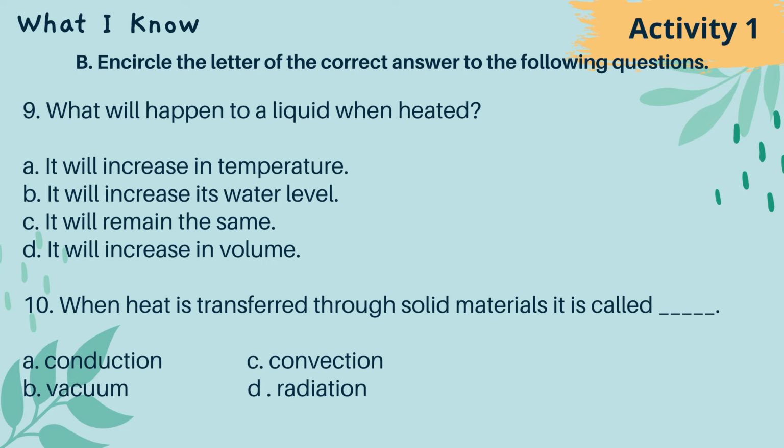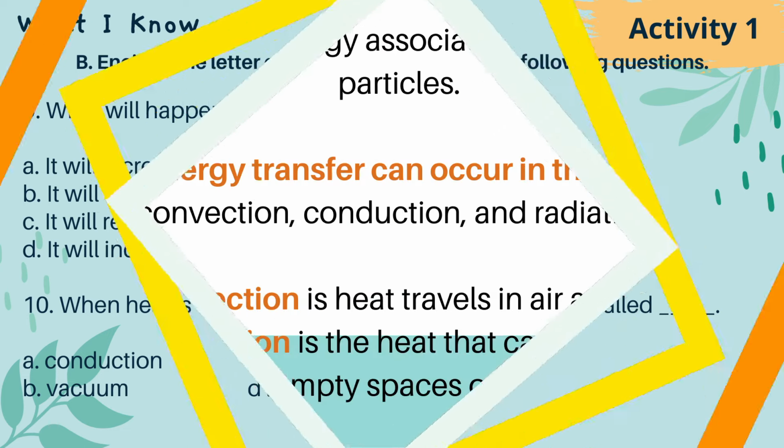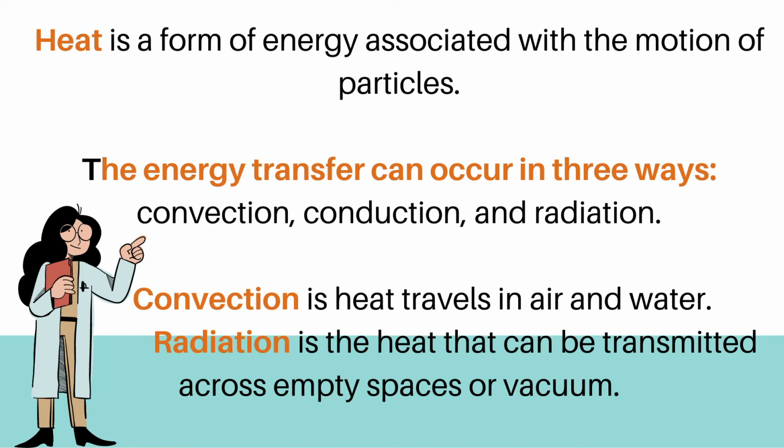Excellent. Some of you have some knowledge about our lesson. Did you know, class, that heat is a form of energy associated with the motion of particles? There are three ways to transfer energy: convection, conduction, and radiation. Convection is heat that travels in air and water, while radiation is the heat that can be transmitted across empty spaces or vacuum.